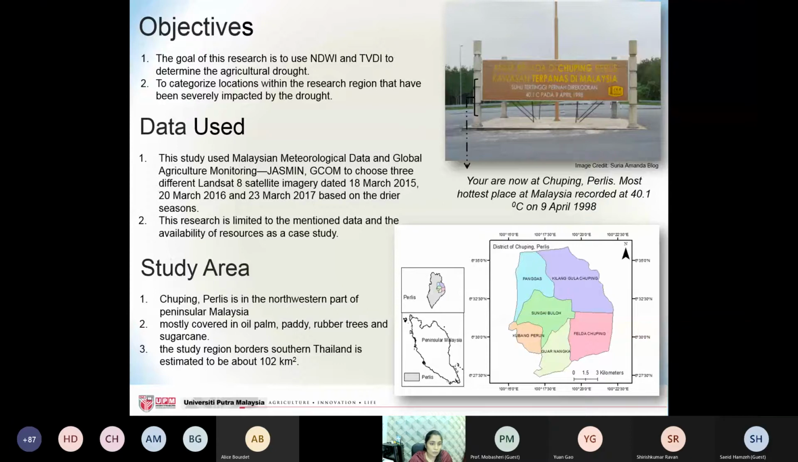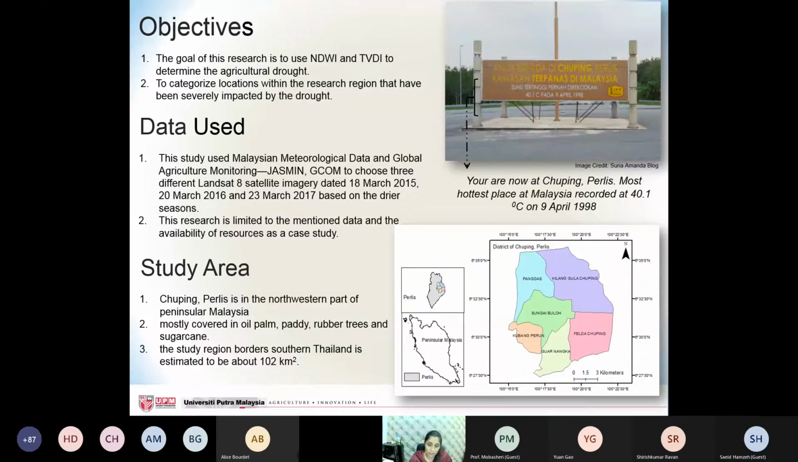The data used for this research was simulated meteorological data, satellite meteorological data from JASMIN GCOM from JAXA, and also Landsat 8 images for 2015, 2016, and 2017. There were other years I wanted to use Landsat images for, but due to cloud cover issues, I couldn't use the other years.